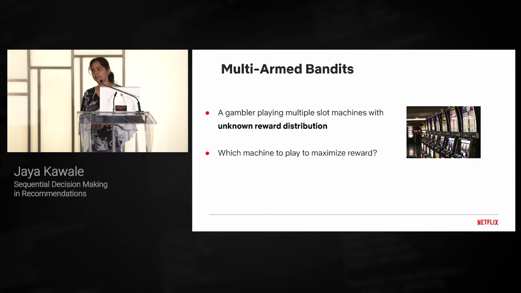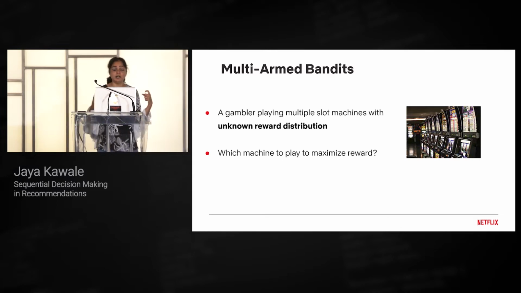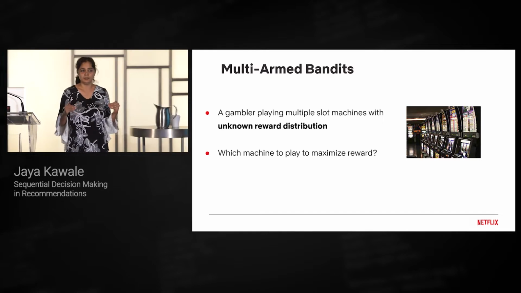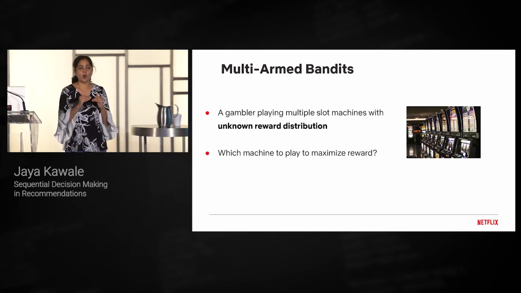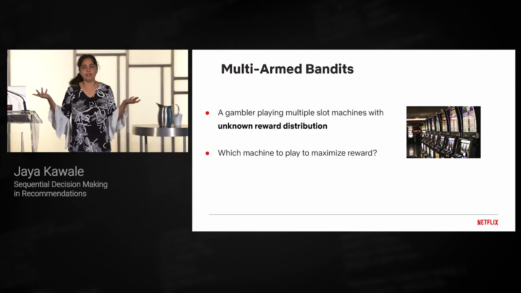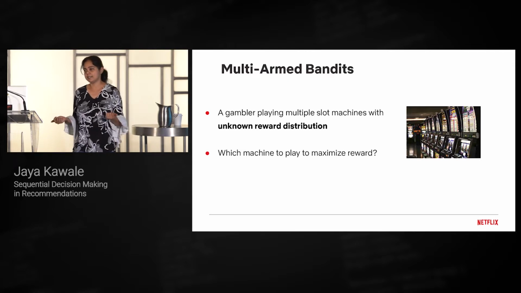So the question over here is, which slot machine should the gambler play in order to optimize the reward? Note that the reward distribution for the various slot machines is unknown. Because if it were known, then all the gambler has to do is pick up the slot machine with the highest expected reward and play that multiple number of times, and that's how he can maximize his expected reward.